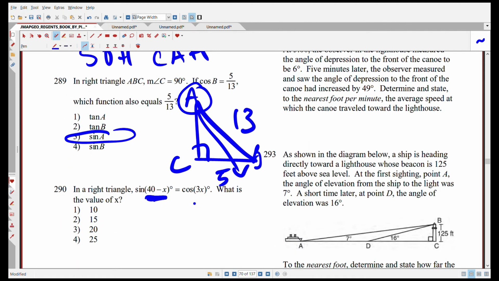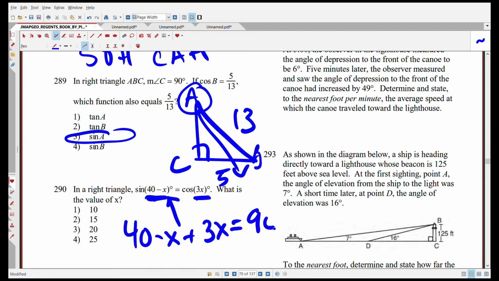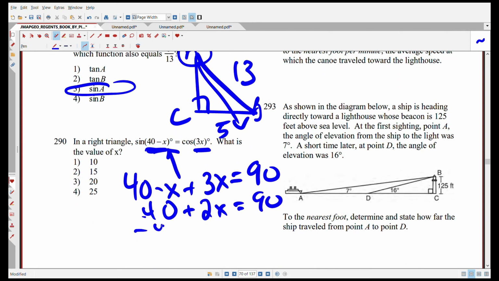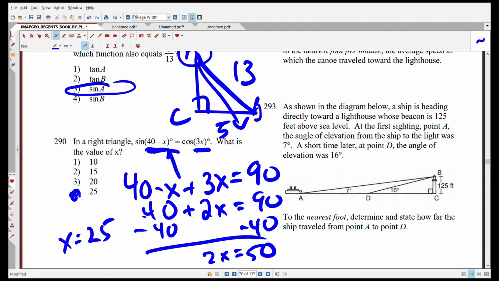Here, are we looking for the angle or the answer? Well, you see the little degree there. The degrees add up to be 90. So this is 40 plus 2x equals 90. So I'm going to minus 40, and I'm going to get 2x is 50, so x is 25, and that's all they're looking for, angle x.